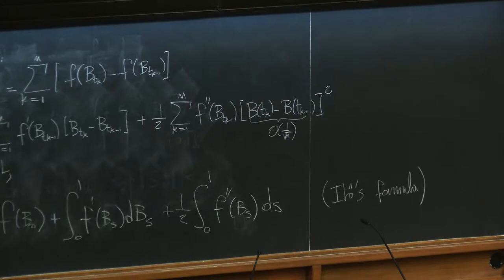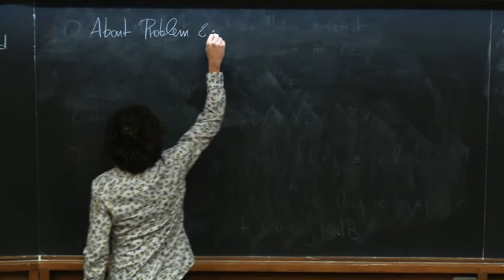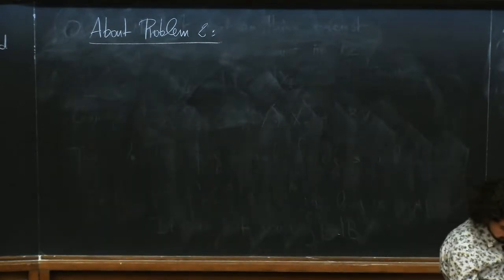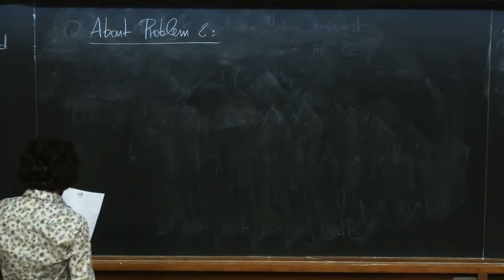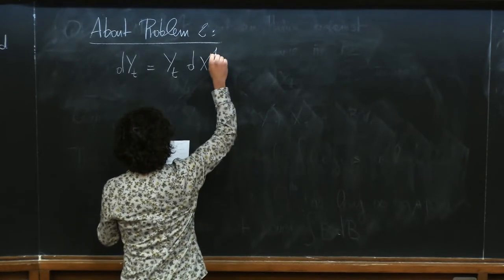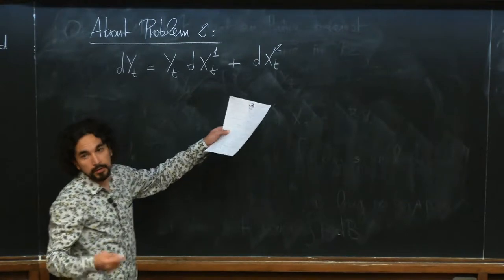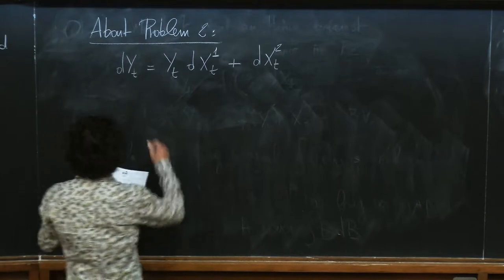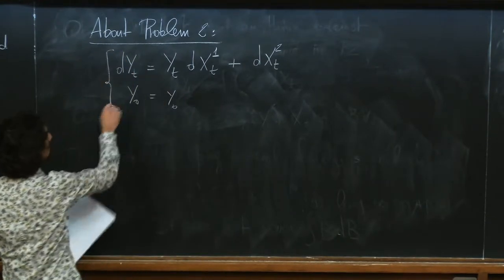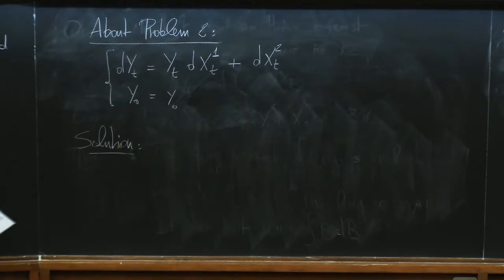So we talked about the difficulties we encounter when trying to define these integrals, but let's talk a little bit about the problem of the continuity of the solution map. So about problem 2. Let's look at the following example. Let's say we want to solve this differential equation. So I have two one-dimensional paths. Let's give an initial condition. So this can be solved explicitly, you just use an integrating factor. The solution is here.